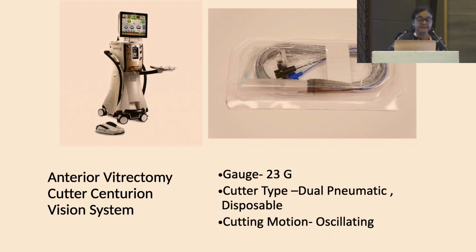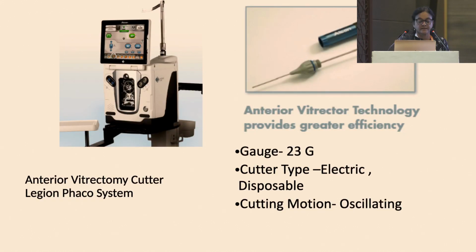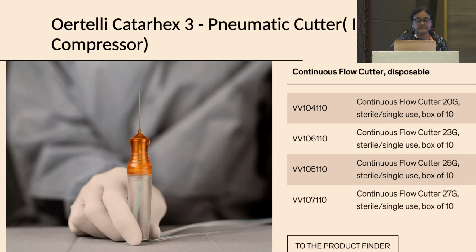Coming to the different types of machines which you are all familiar with, from now the list of machines begins. Here we have the Centurion vision system. The size is 23 gauge, the cutter is dual pneumatic, and the cutting motion is oscillating. Next we have the Legion phaco system, which has a 23G cutter. It is electric, the cutting motion is oscillating, and here it is disposable. The Stellaris/Catarex 3, which is also a phaco machine, comes with a pneumatic cutter which is disposable, with an inbuilt compressor.